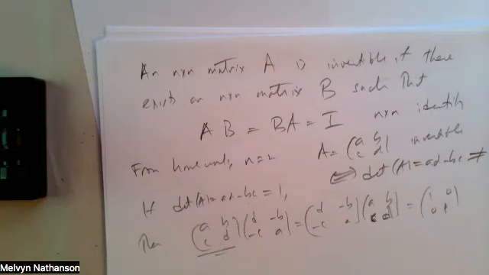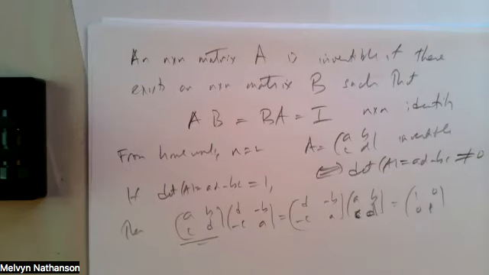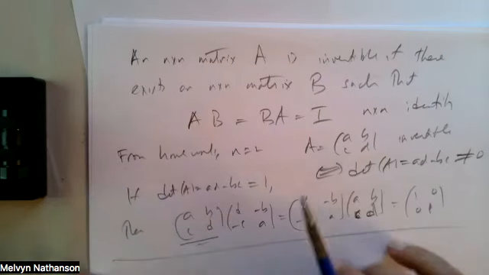So for 2 by 2 matrices, it's easy to know if a matrix has an inverse. You just calculate this number called the determinant. We'll see in a couple of weeks, we'll study determinants in more detail, and we'll define the determinant of an n by n matrix. And exactly the same theorem is true. An n by n matrix is invertible if and only if its determinant is different from 0. But it takes a while to develop the theory of determinants.